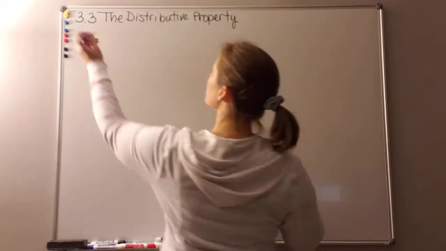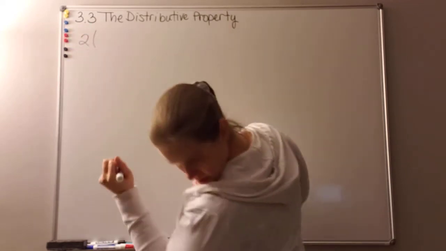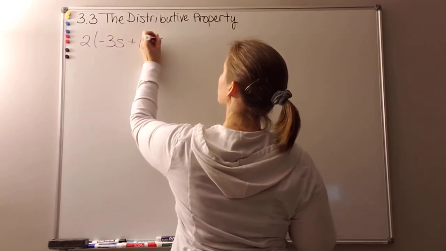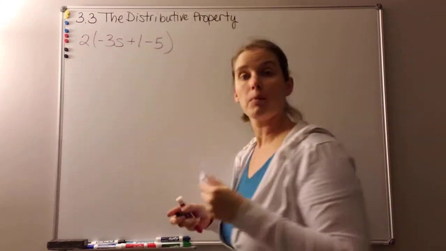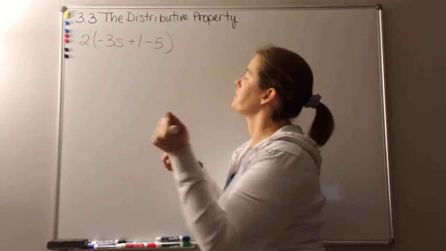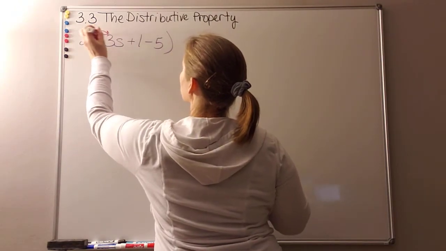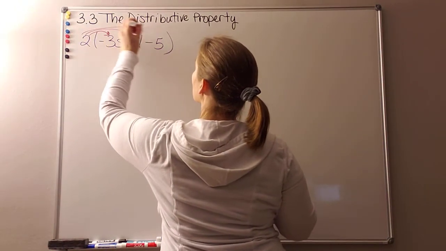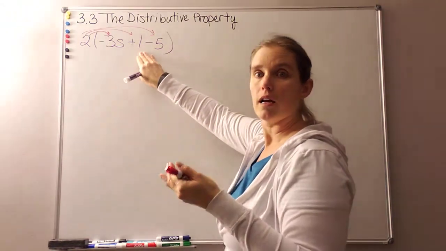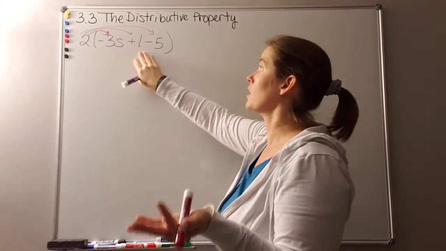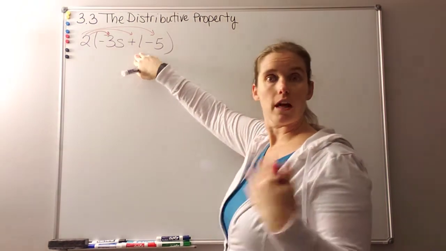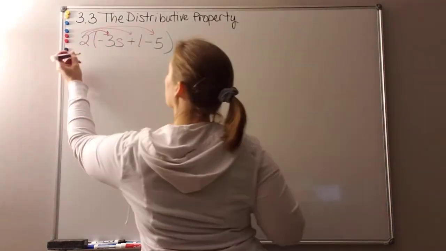Let's see here. So I've got 2 times negative 3s plus 1 minus 5. And the distributive property tells us we have to multiply each thing in parentheses by the number outside. So I'm multiplying the 2 by each thing. And you can decide if you want to combine like terms first and then distribute, or if you want to distribute then combine like terms. As you can see right now, I'm going for distributing first and then combining like terms. All right, so let's do that.